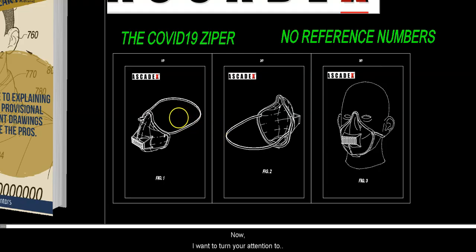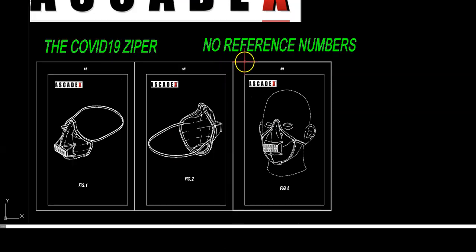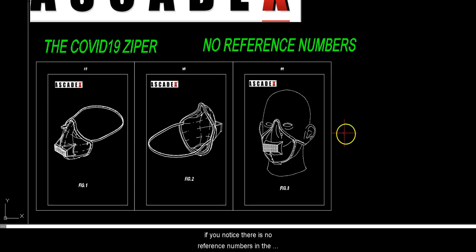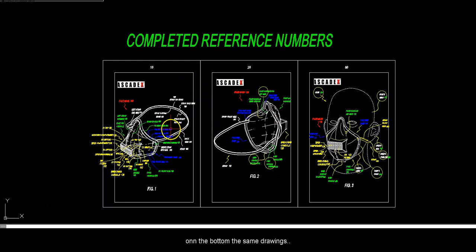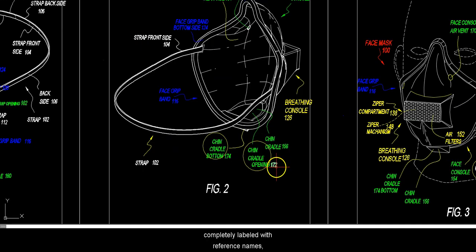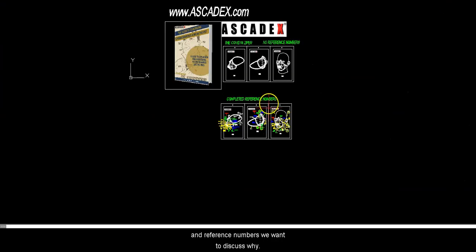Now, I want to turn your attention to what else is going on on the drawing board here. You'll notice that there are two sets of drawings on the board. There are no reference numbers in the drawings on the top, whereas on the bottom the same drawing is completely labeled with reference names and reference numbers. So we want to discuss why.